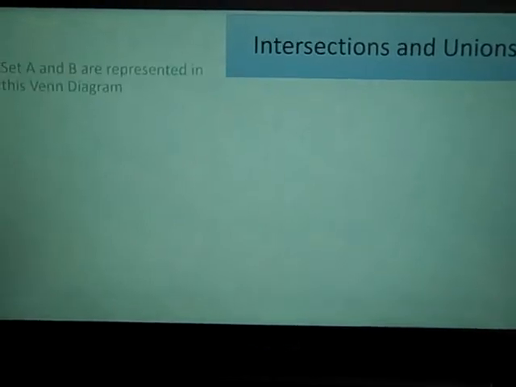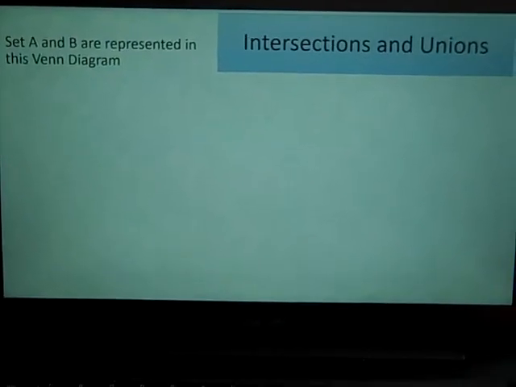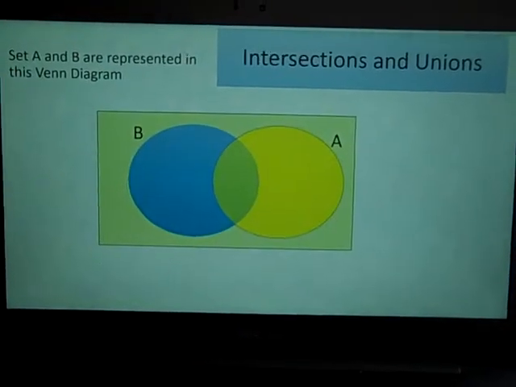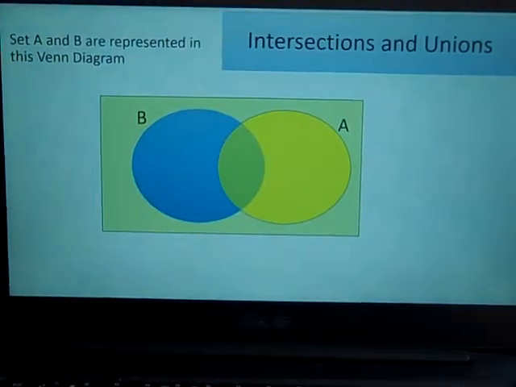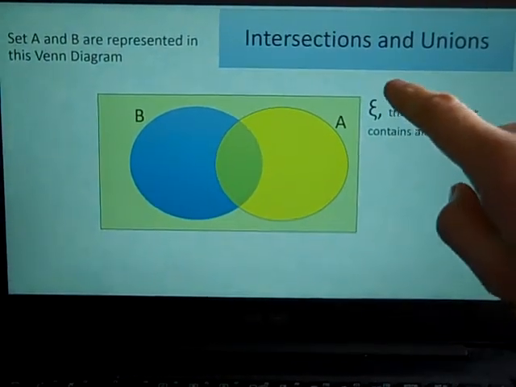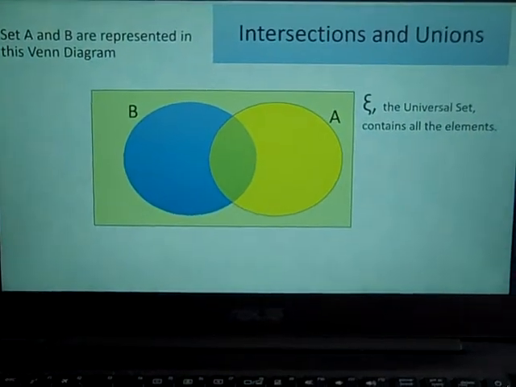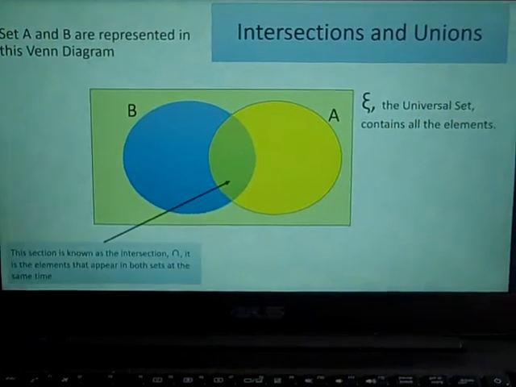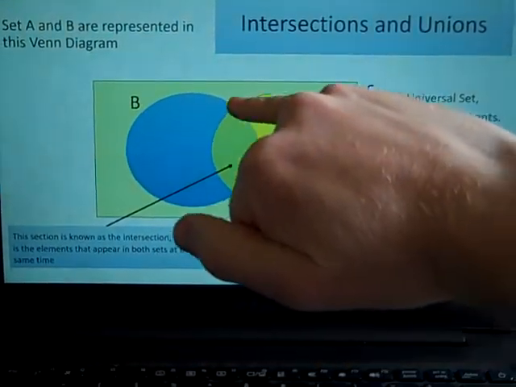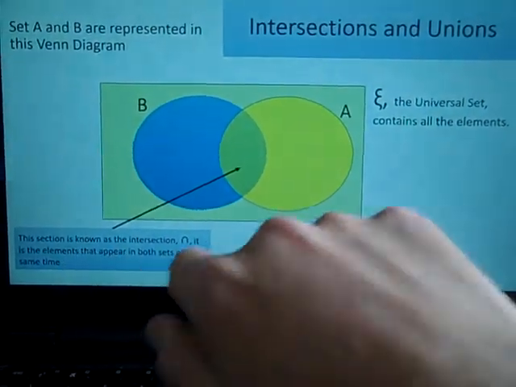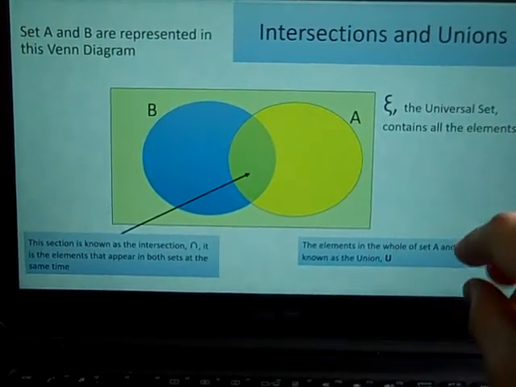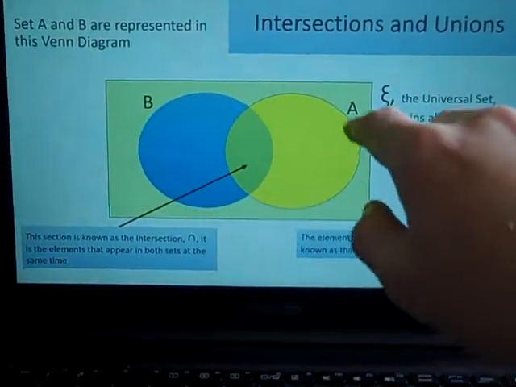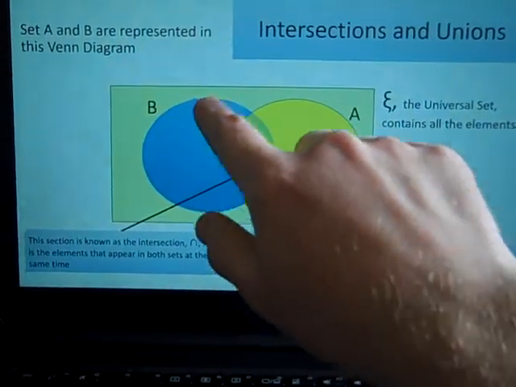First of all, looking at some intersections and unions to get used to the notation. So what we've got is set A and B represented in a Venn diagram. There we can see both set A and B together. We've got capital letters for the sets, and we've got this symbol for the universal set, which contains all the information. We've got a little crossover there, like a bridge between A and B, which is represented by the intersection. And then finally, we've got the whole set of A and B known as the union. So everything all together within both A and B.